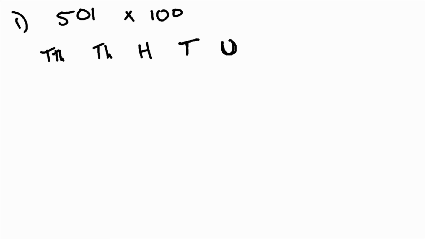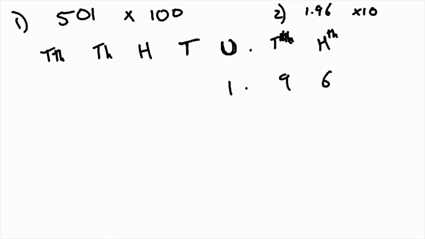Now we're going to do the same with our question 2. 1.96 multiplied by 10. Now in this example, we're going to need our tenths column and we're going to need our hundredths column. So our number 1.96, we've got 1 in the units, 9 in the tenths, and 6 in the hundredths. And when we're multiplying by 10, we're shifting everything over once. So the 1 ends up in the tens column, the 9 ends up in the units column, it's kind of hurdled that decimal point, and the 6 in the tenths column.